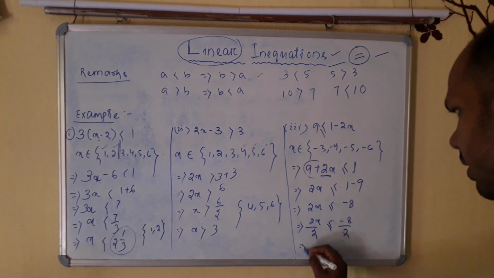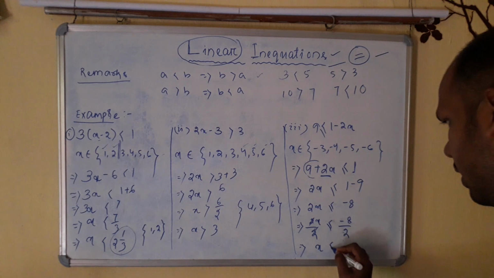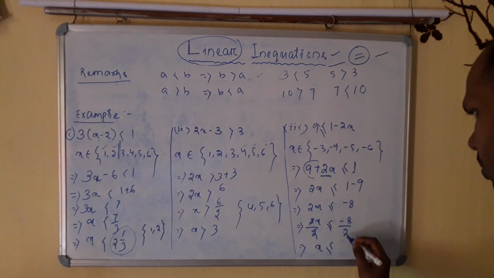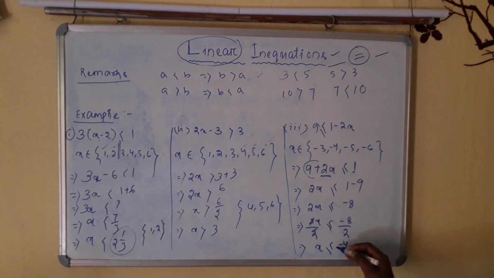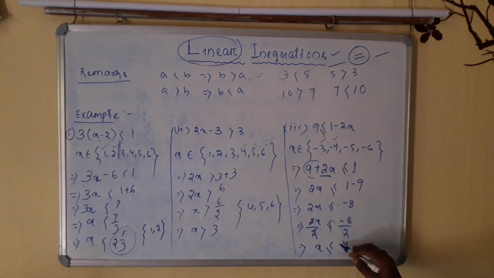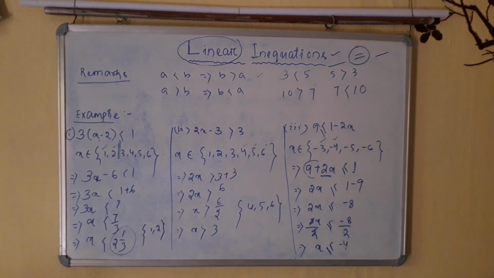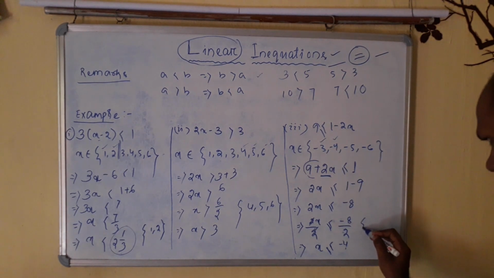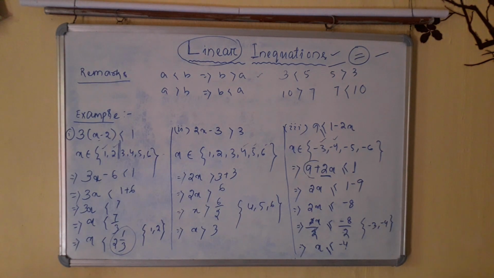Now 2x by 2 is x, less than or equal to minus 8 by 2, which is minus 4. That means we have to choose the values which are less than or equal to minus 4. That means minus 3 and minus 4. Equal to is given, so we choose minus 4, and less than is minus 3. And now the solution set is minus 3 and minus 4.